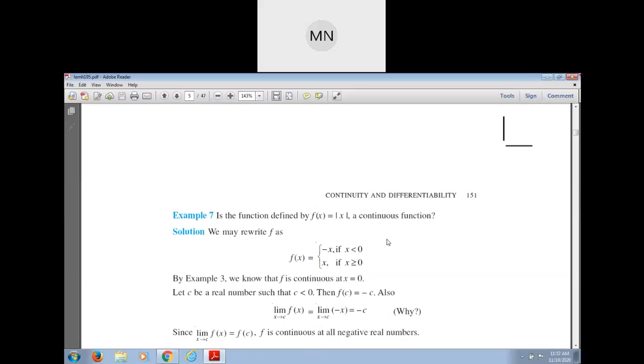We have already said that f of x is continuous at x equals 0. Now we consider c. C is any real number, and we have to check the continuity of f at x equals c. See that when c is less than 0, that means when c is negative, then f of c will be what? This is minus c. Isn't it?